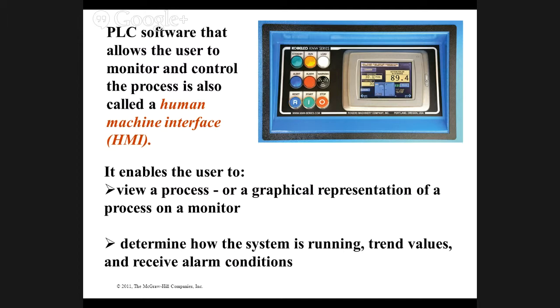It enables the user to view a process or graphical representation of a process on a monitor. So you have a machine, you have a graphical picture of the machine, and you have little red lights that say this is a limit switch, and it's on, and it shows in real time what's going on with the machine so people can troubleshoot it. That makes sense? Okay.